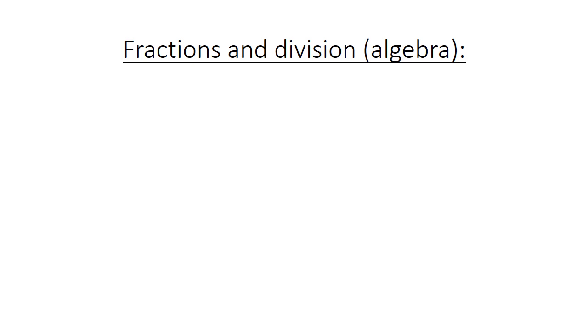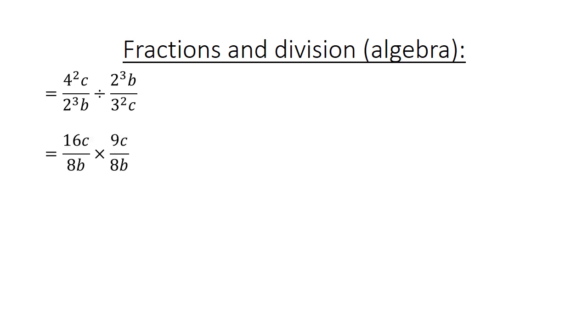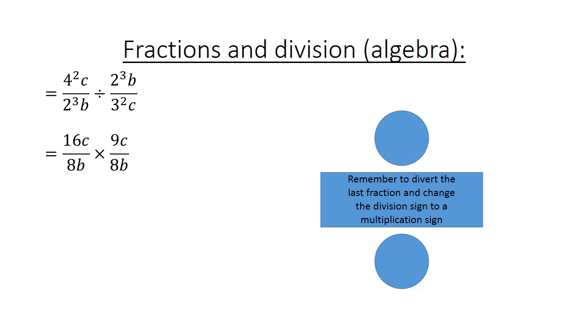Fraction and division algebra. 4 to the power of 2c over 2 to the power of 3b divided by 2 to the power of 3b over 3 to the power of 2c. Simplify 16c over 8b times 9c over 8b. What happened here? Remember to invert the last fraction and change the division sign to a multiplication sign.